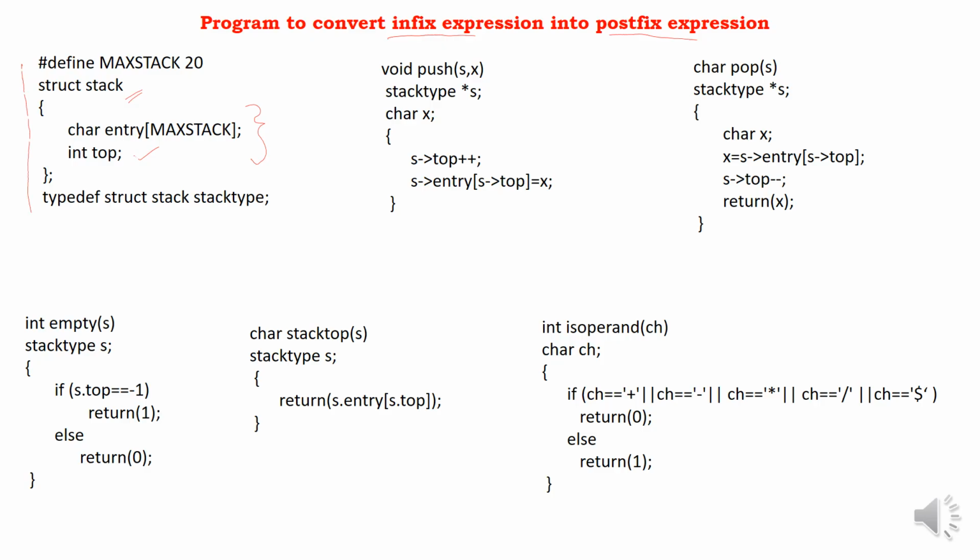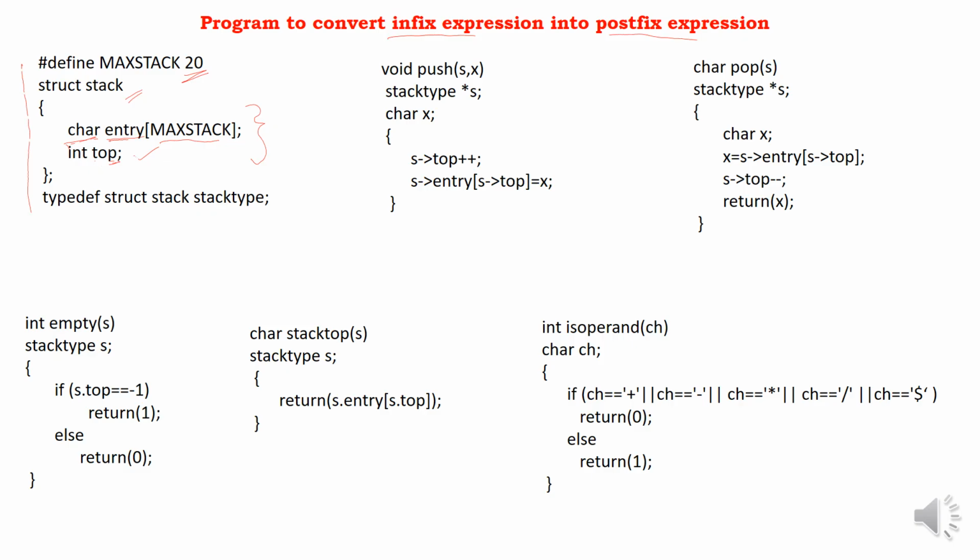So, char entry[MAXSTACK], where entry is the name of the array and MAXSTACK is the total number of characters that you can place in the stack. We have already seen that the stack is going to store operators: plus, minus, asterisk, division, etc. So these are all characters, and we are going to store characters in the stack, so the type is char. Then top is the position of the topmost character in the stack, so it is always an integer. So it is a collection of two fields, the array, that is a string, and top.